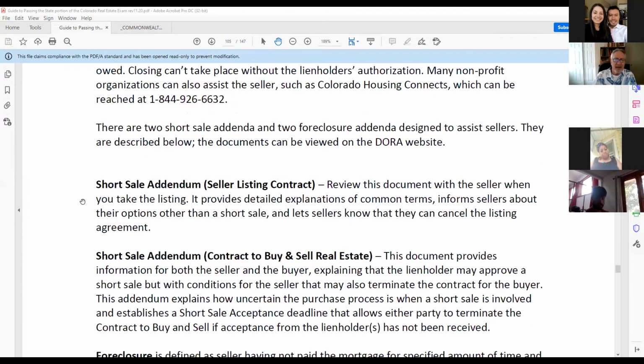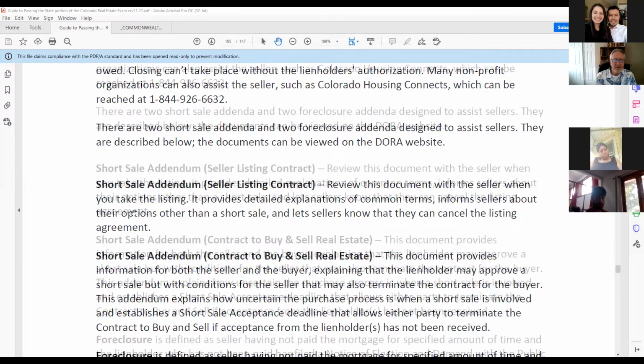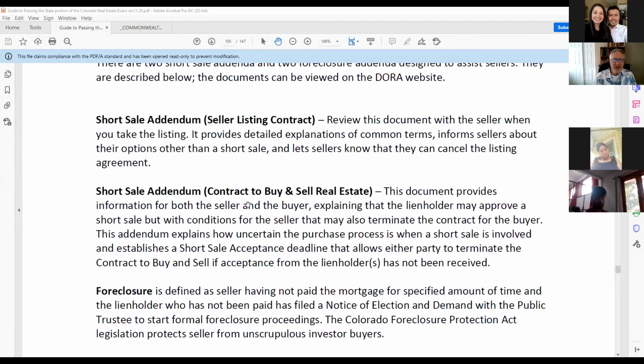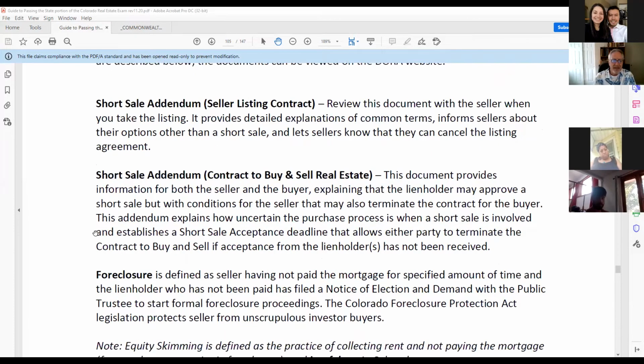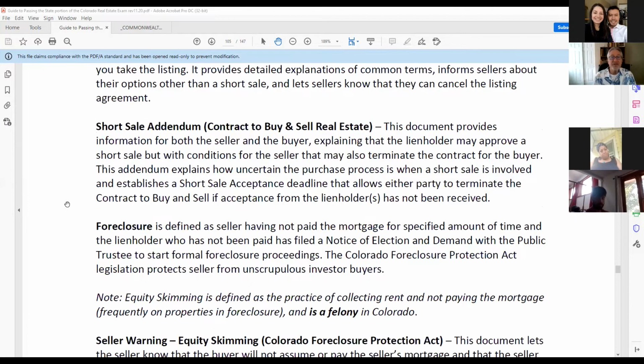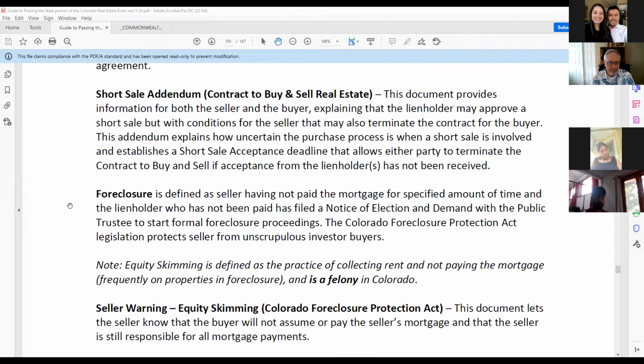They're pretty self-explanatory. There's one for the seller listing contract for the seller, and there's one for the actual contract to buy and sell. Again, they were purposely designed and written to not be in legalese language, right? So it should be well understood by you.